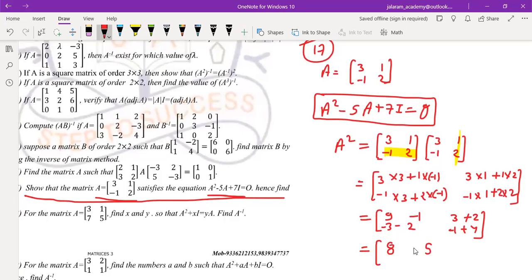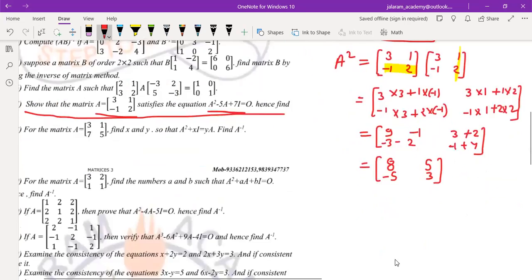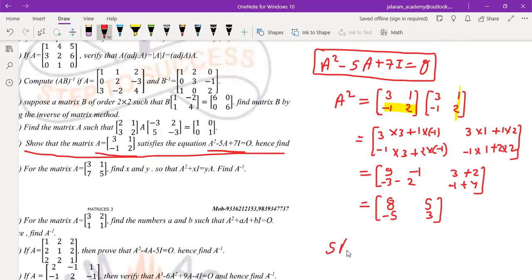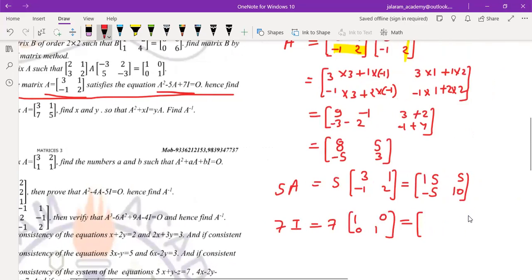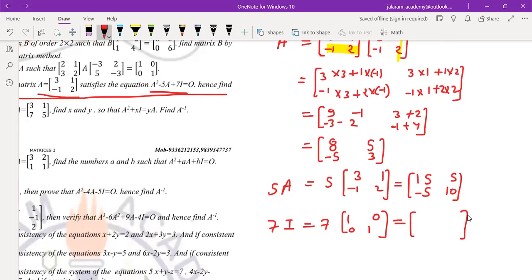8, 5, minus 5, 3. So this is the value of A square. To find the value of 5A is very easy. Whenever we multiply a matrix with a constant, we have to multiply all the elements with that constant. 5 3s are 15, 5 1s are 5, minus 5, and 5 2s are 10. And 7I means 7 into identity matrix of the same order, as matrix addition is compatible only when all the matrices have the same order.